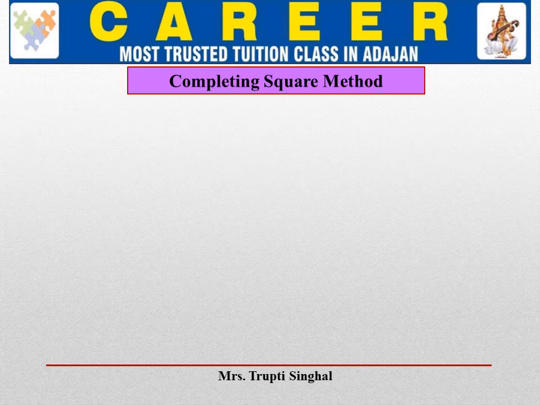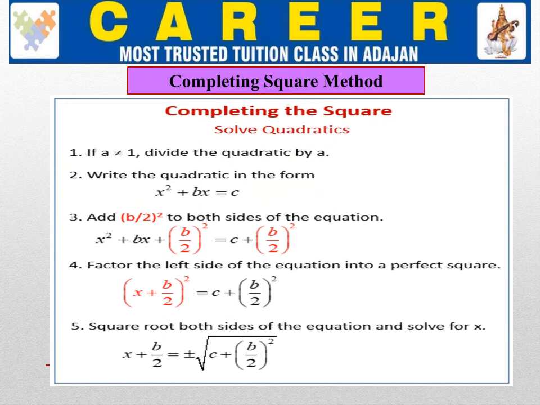The next is the completing the square method. As its name suggests, complete the square. Suppose for example, a plus b whole square. So what was that? The formula is a square plus 2ab plus b square. So this way we solve our quadratic equation.